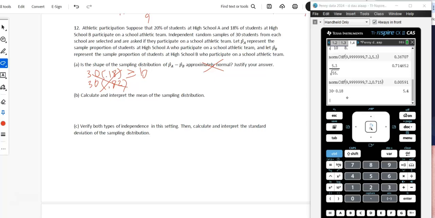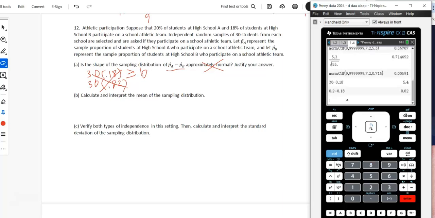Calculate and interpret the mean of the sampling distribution. So means are like normal here, so we would just do the mean of p hat A minus p hat B, so 0.20 minus 0.18 is 0.02. It's not bad to show that work here. I like to put the unit here. So this is 0.02 percent. I just want to think about what it is. So folks that play on an athletic team. So interpret the mean.